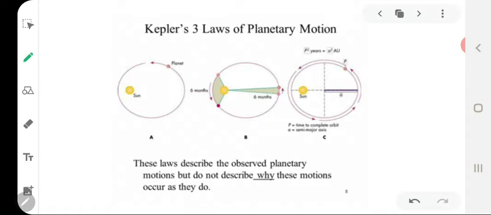Now these laws can be understood one by one with the help of the diagram that you can see right now coming on your screen. These actually represent the three laws of planetary motion given by Johannes Kepler. Let us start discussing with the first law.